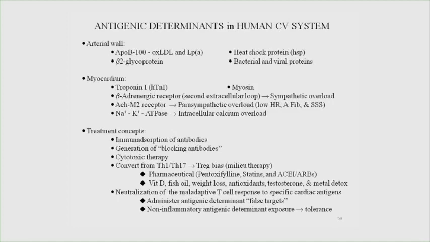We can switch you from a Th1, Th17 bias to a Treg bias with pharmaceuticals such as pentoxifylline, statins, ACE inhibitors, angiotensin receptor blockers, or nutritionally with fish oil, vitamin D, weight loss, antioxidants, testosterone, metal detox. Or could we neutralize the maladaptive T cell response to specific cardiac antigens, to specific cardiac proteins, or the snippets, the antigenic determinants, derived from those specific proteins?